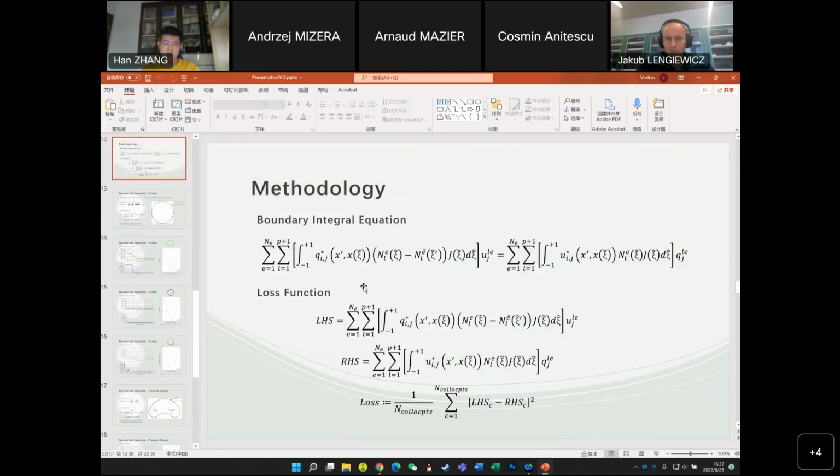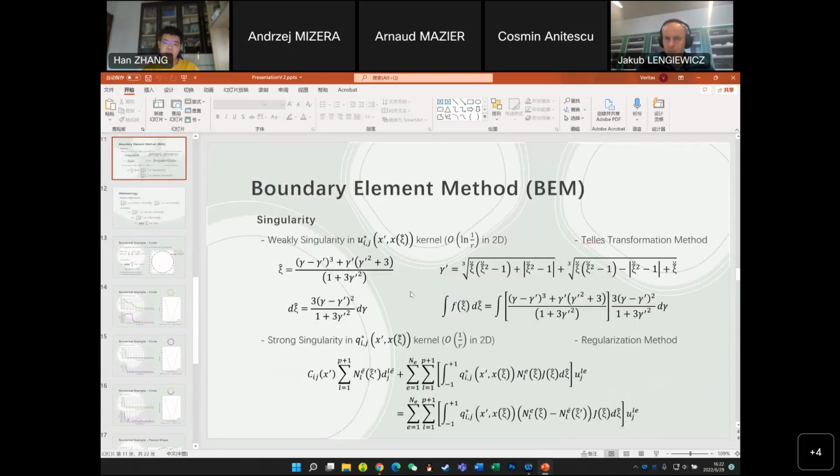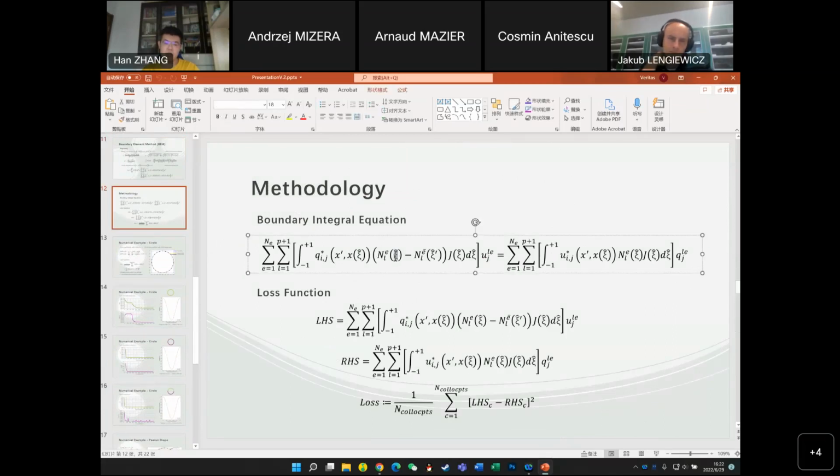Since we use NURBS to describe the geometry, we input a series of nodes to the neural network, and then let the neural network solve for this term, which could be the flux or the temperature. For a pure Dirichlet condition, we only know the temperature and we do not know the flux. So we let the neural network solve for the flux, and we can generate the other side of the boundary integral equation, and build up our loss function.